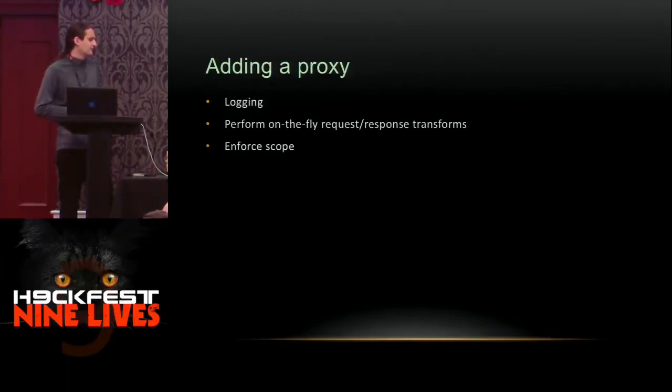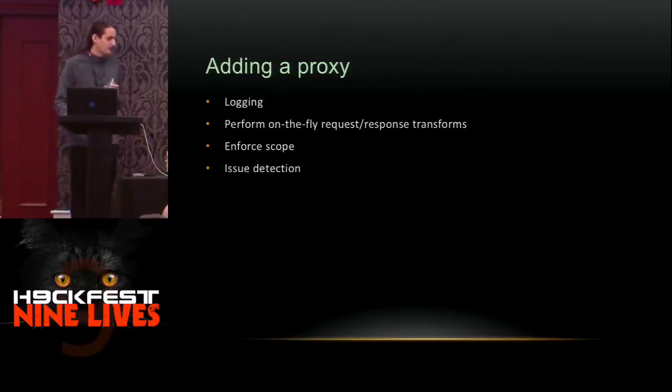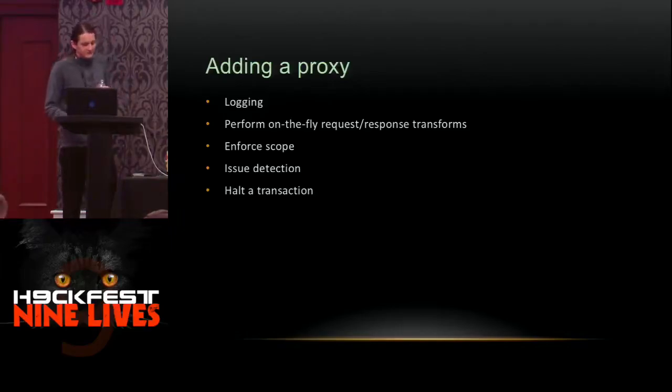If you've ever done something like that, you all know that staying within scope is something people care about for some reason. So you can use Burp to restrict all your requests to a particular domain, even if the page is trying to send you somewhere else. You can also take advantage of tools included with proxies, like Burp's issue detection or some of the extensions in the Burp App Store, like Collaborator. And as I mentioned in the original case of an auto-submitting form, you can halt a transaction.